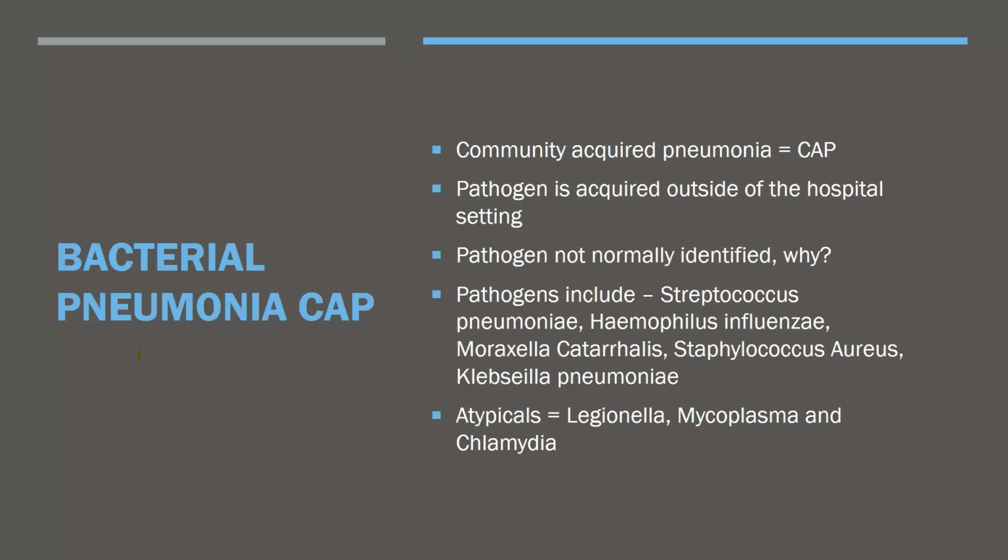Bacterial pneumonia, also known as community-acquired pneumonia in this particular setting, is what we're talking about. There's also hospital-acquired pneumonia, which is a different topic altogether. If it's acquired in the community, it follows certain patterns and is treated certain ways because we're dealing with certain pathogens. If it's acquired in the hospital, generally these are resistant bugs, and so we've got to bring out the big guns to take care of those.